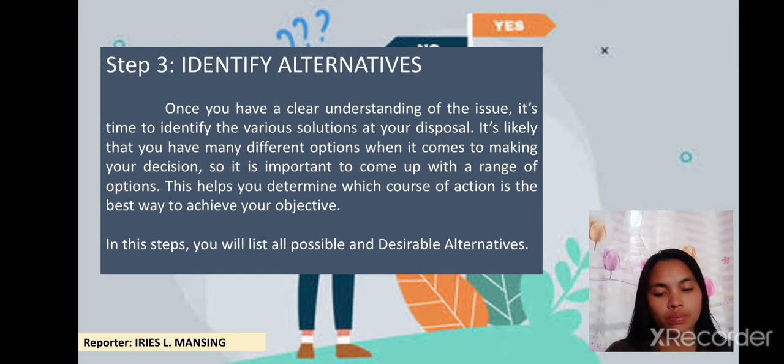So, as you collect information, you will probably identify several possible paths of action or alternatives. You can also use your imagination and additional information to construct new alternatives. So, in these tips, you will list all possible and desirable alternatives.